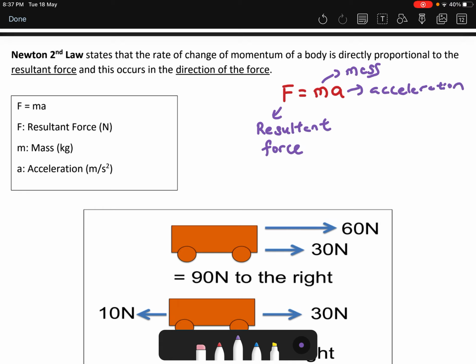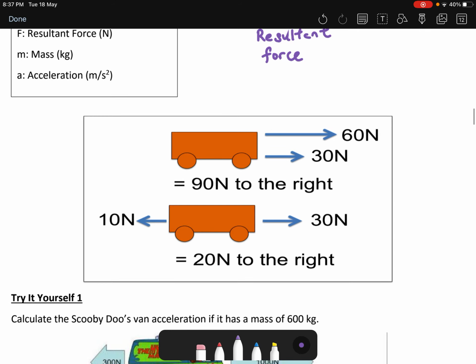Let's take a look at this diagram. In the first diagram, we have two forces acting on this object. What is the total resultant force? Since they're acting in the same direction, the total force should be 60 plus 30, so it's 90 Newton. This is how you calculate your resultant force. In the second diagram, the first force is 30 Newton, and the second force is 10 Newton backwards. So the total resultant force should be 20 Newton towards the right hand side.